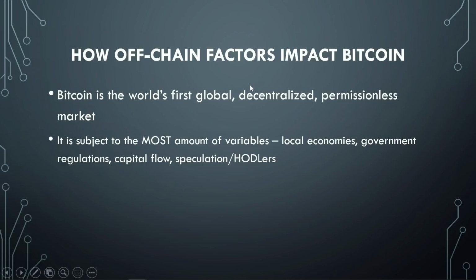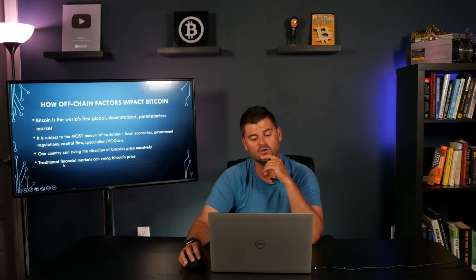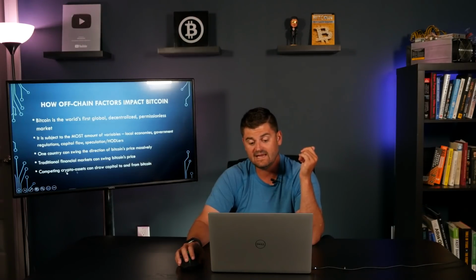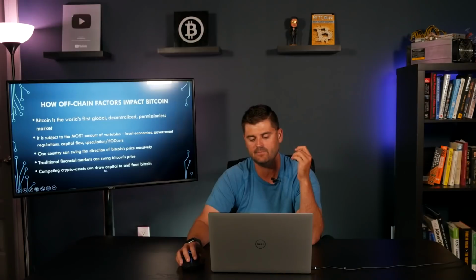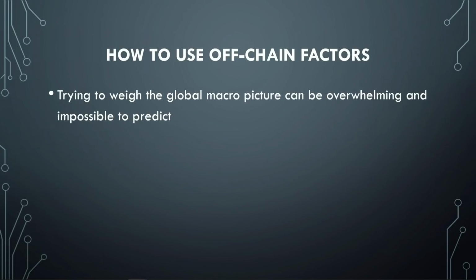So when we're thinking about all these factors, keep in mind that one country or even just one market participant can swing the direction of Bitcoin's price massively. For example, traditional financial markets like the stock market here in the US can swing Bitcoin's price, or competing crypto assets can actually draw capital to Bitcoin or away from it. So because there's so many variables, I think it just makes sense to weigh the global macro picture, which can be really overwhelming and really impossible to predict, and keep it simple.